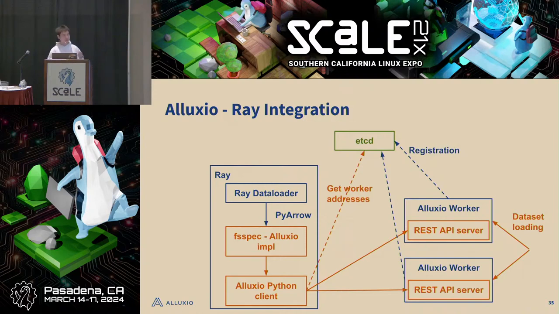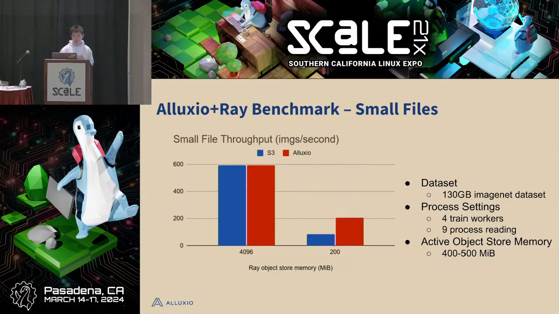This implementation talks to the Elasto Python client. And the Elasto Python client talks to the RESTful API servers in the worker nodes of the Elasto cluster. We also have an etcd cluster here. Elasto workers register their worker information into the etcd cluster, and then the Elasto Python client can talk to the etcd cluster to get the worker addresses. So when Ray wants to load a specific data file, the Python client can determine which worker it should talk to in order to get this piece of data file. So this is the design.